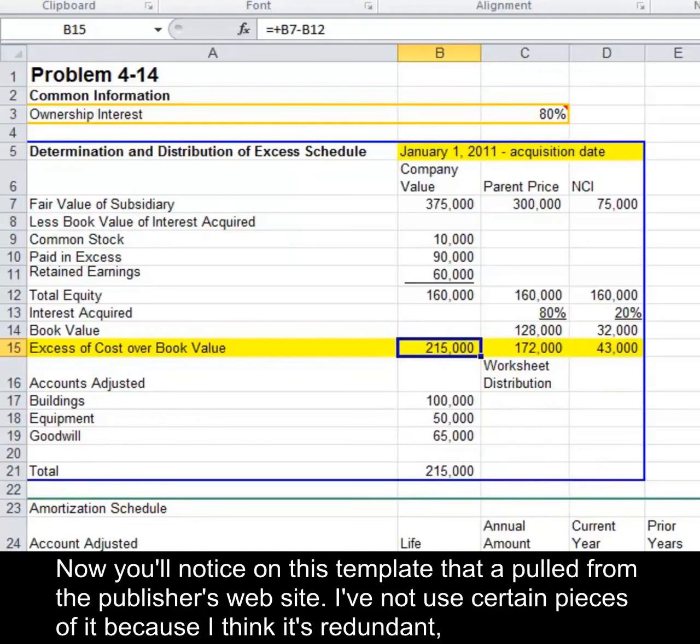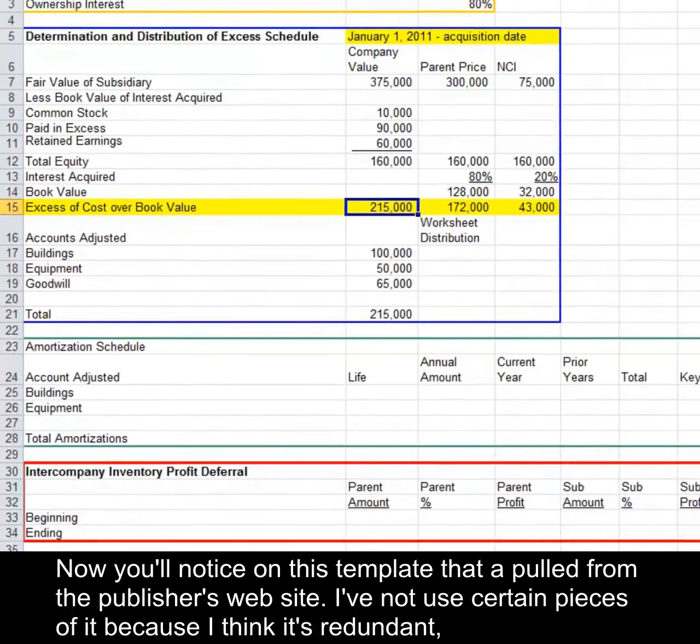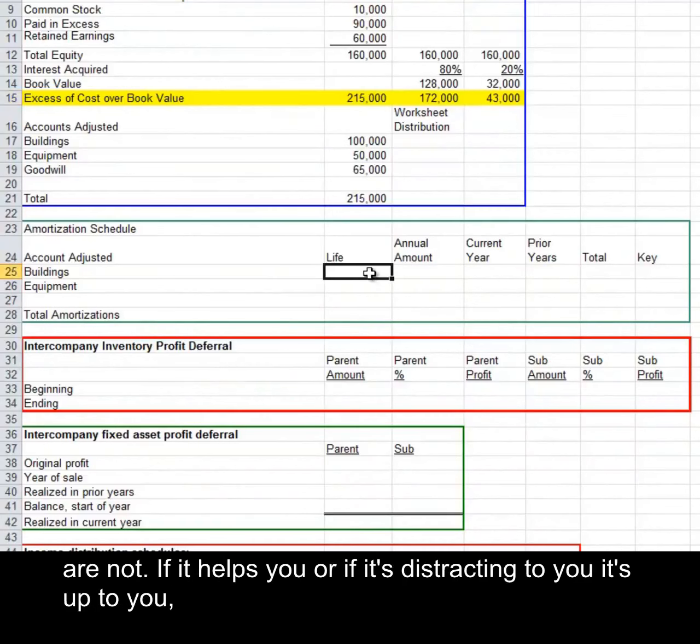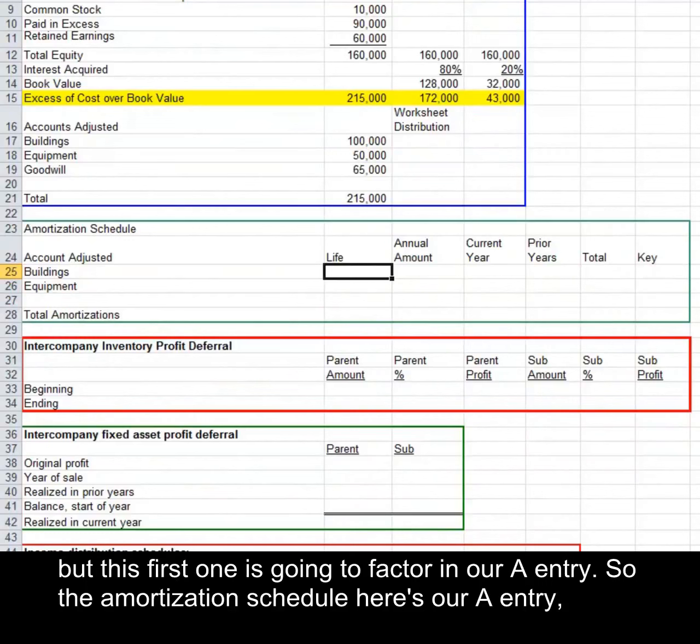Now you'll notice on this template that I pulled from the publisher's website, I've not used certain pieces of it because I think it's redundant, but I have left in some of these amortization schedules. It's up to you whether you use them or not. If it helps you or if it's distracting to you, it's up to you. But this first one is going to factor in our A entry.